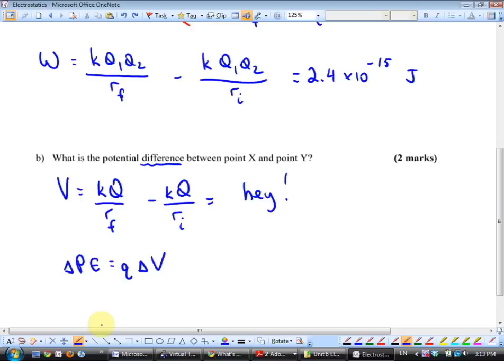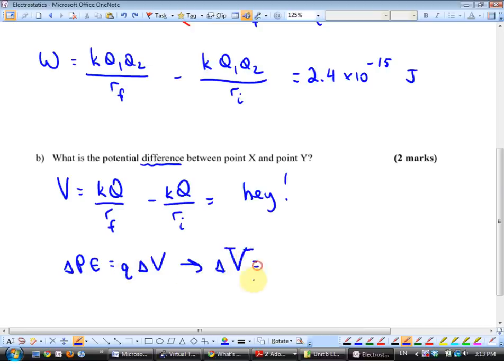Something like that. Yeah. So I quickly rewrote it. Now here's why that's nice. Do I know how much work? Do I know the little tiny charge that we're moving? Electron. Ooh, this is going to be way nicer. Let's see if that gets us there.